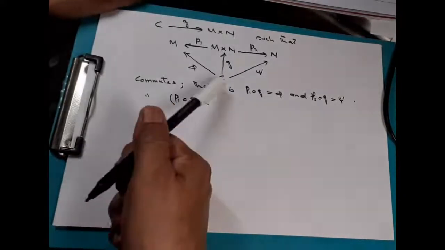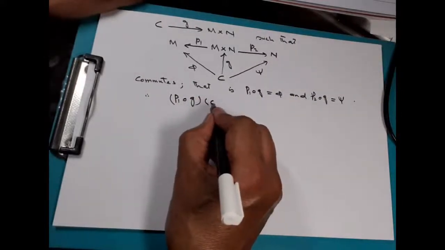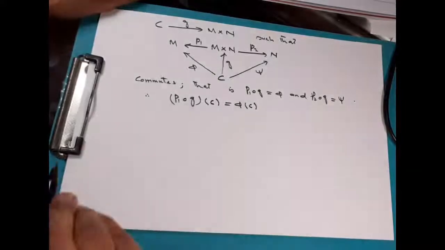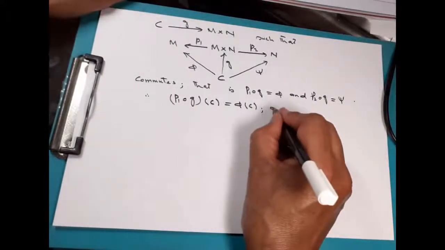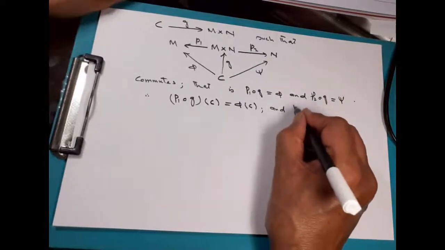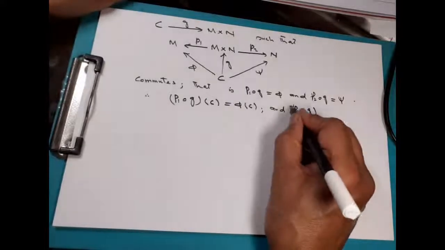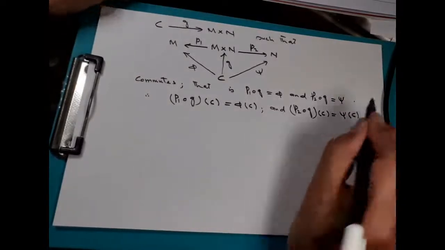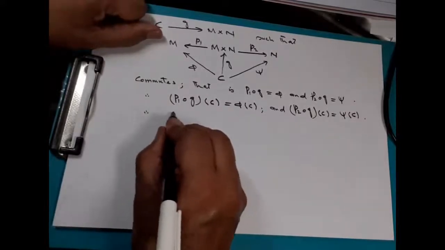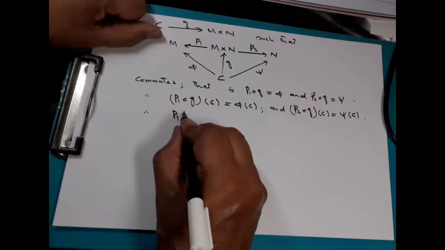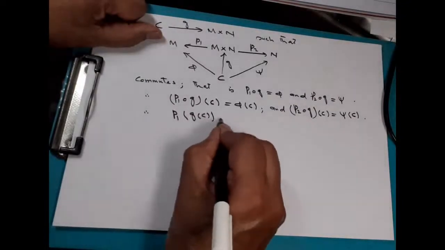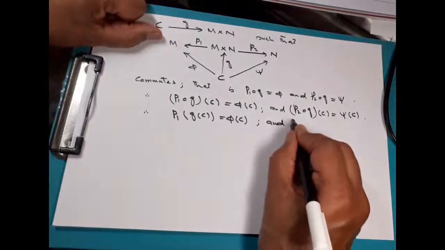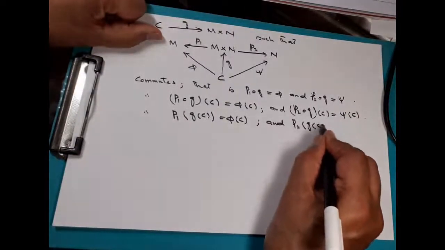So this is what commutativity of the diagram means, and therefore the effect of P1 composed with G on any element of this module C is the same as the effect of phi on C, and the effect of P2 composed with G on C is equal to the effect of psi on C, and therefore the effect of projection P1 on GC is equal to phi C, and the effect of projection P2 on GC is equal to psi C.